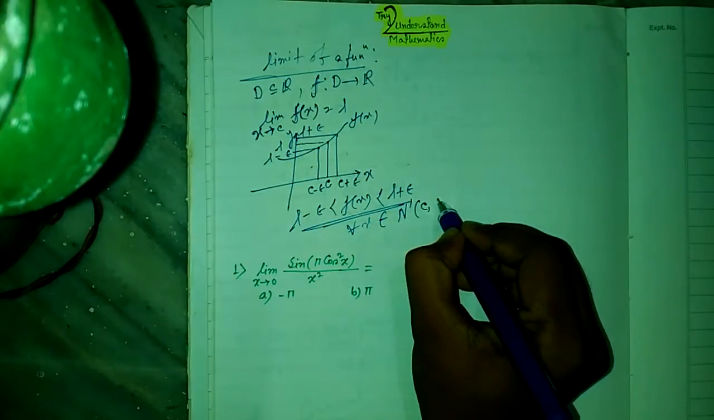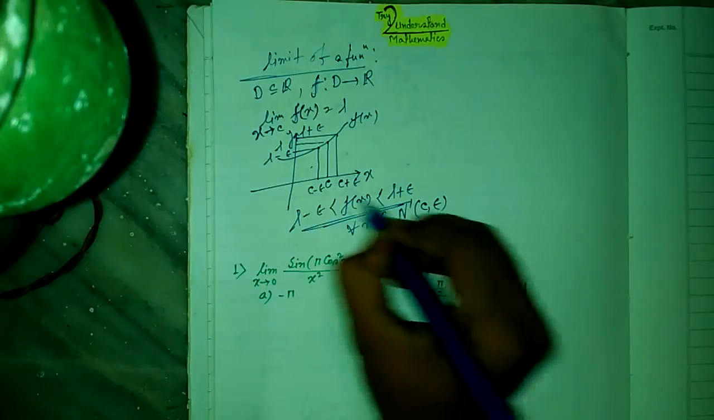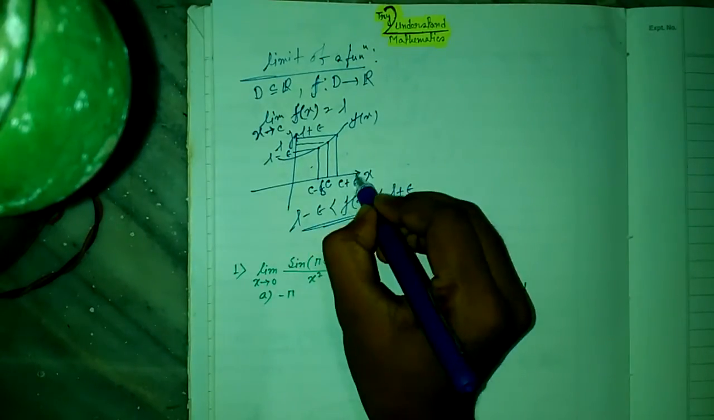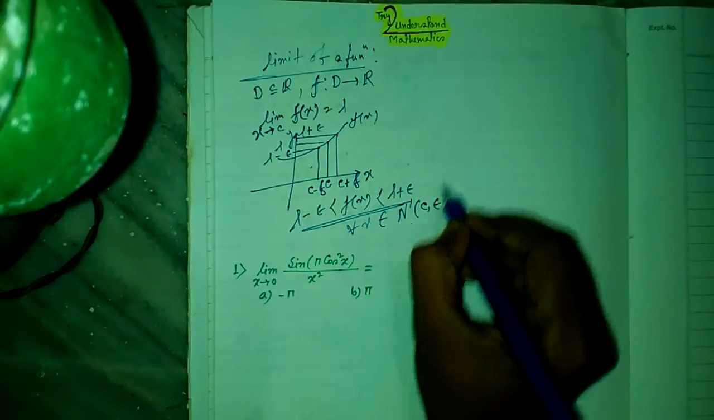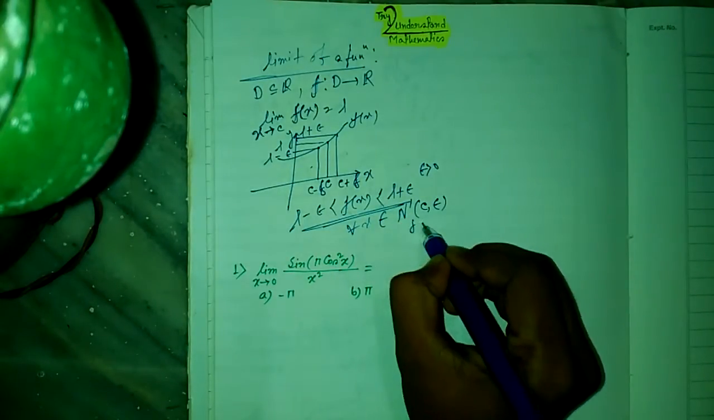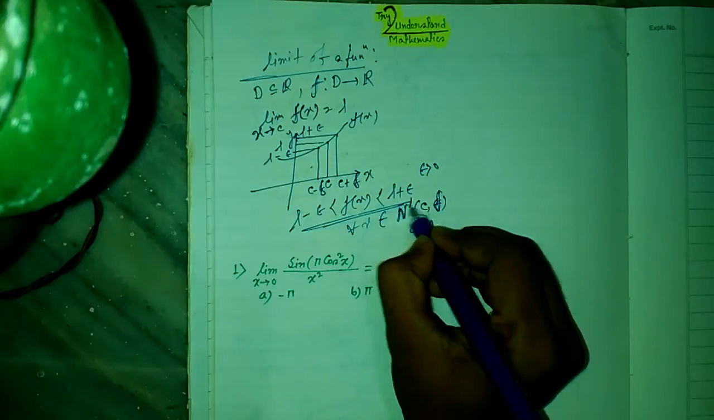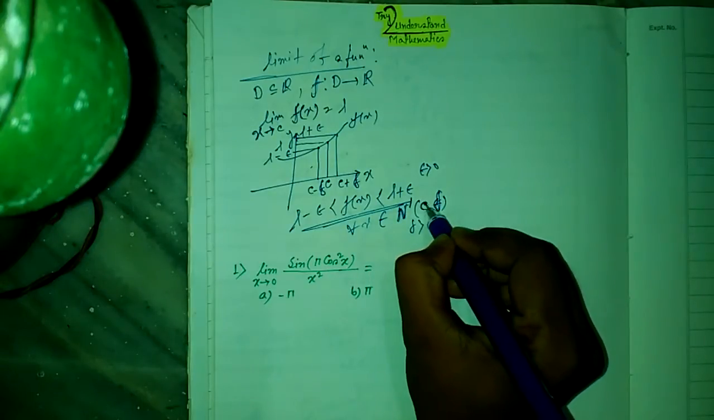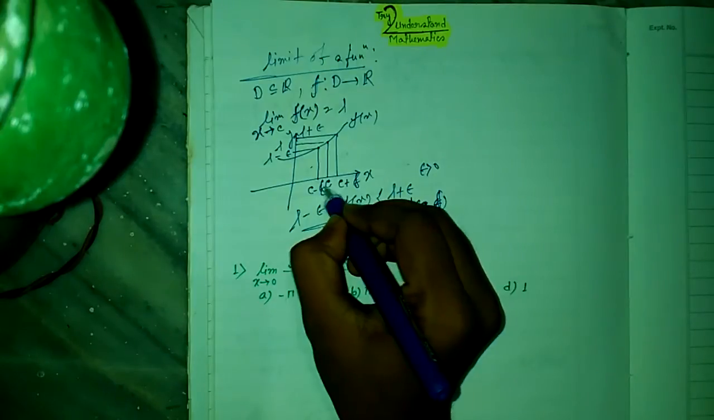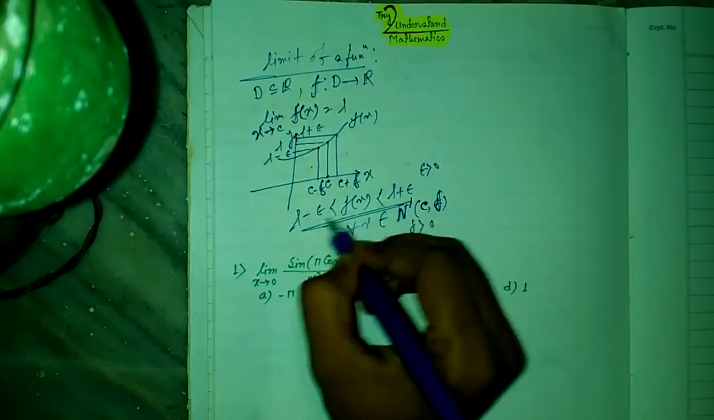N dashed C epsilon. Here we consider delta also. Here epsilon is greater than 0 and delta is also greater than 0. Okay, N dashed means the neighborhood of C of radius delta, excluding the point C.